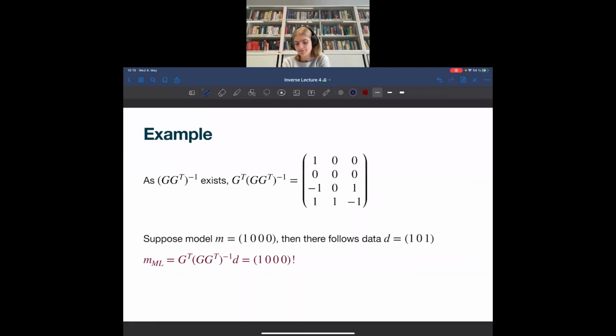And now we just suppose we have some funny model being 1 in the first entry and then 0 elsewhere. We first calculate the forward data, and then we try to build this minimum length solution, plugging in the forward data, and we find out that we can find the model solution again. So using the minimum length, it is now possible to find a solution. It might not be the correct solution. We cannot build a truly unique solution, but at least we have found a solution.